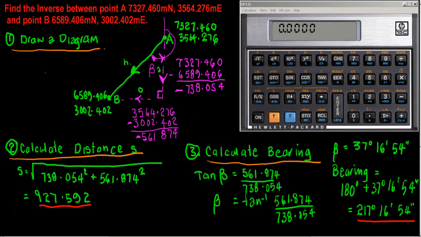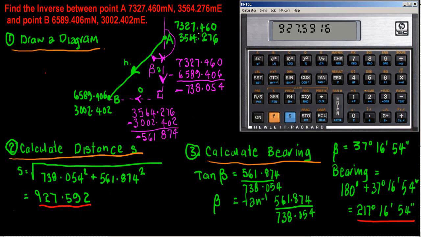So here we have 738.054, so we can do that quite easily on the calculator. 738.054, and we just square that, enter, and 561.874 and we just square that and add that to what we previously had, take the square root of that, and there we get 927.5916, which I've rounded to 927.592.